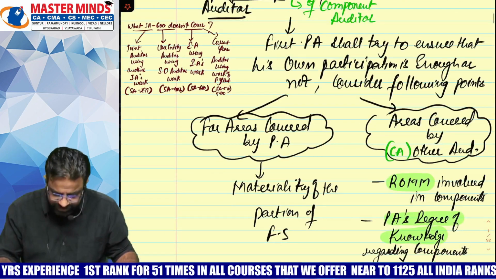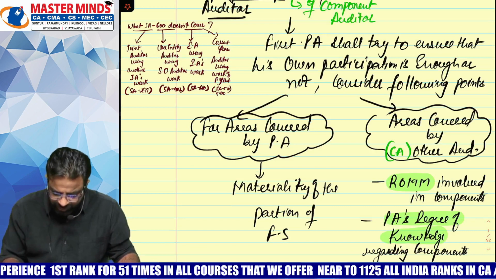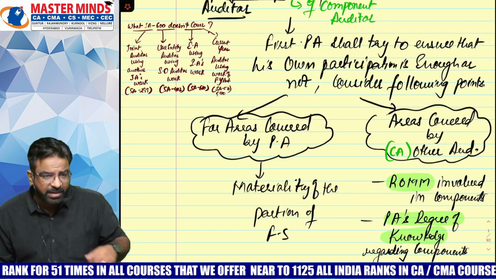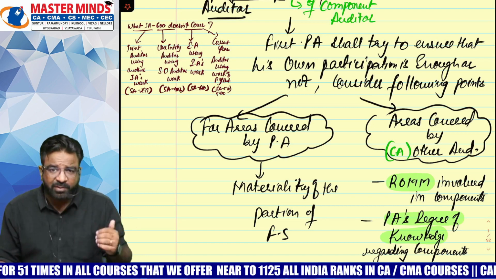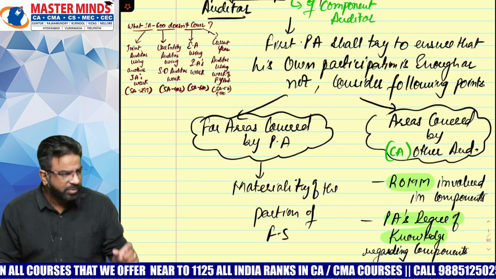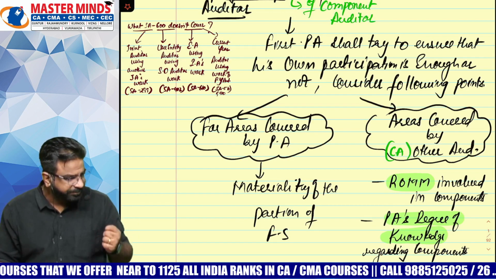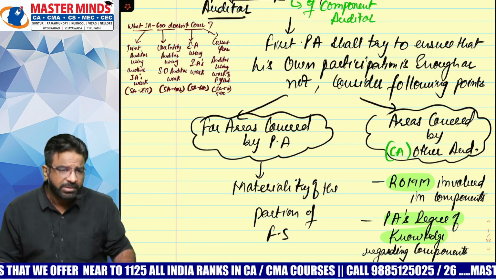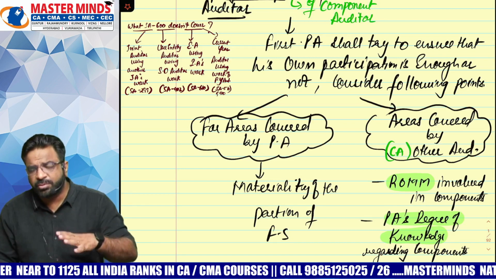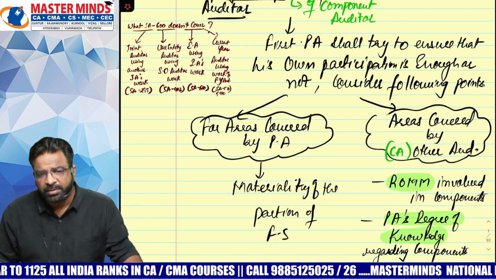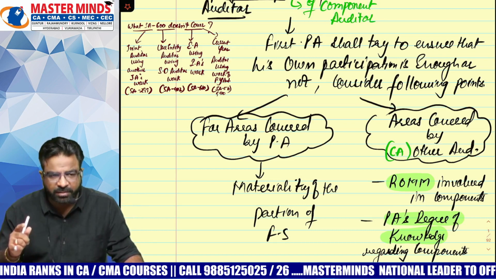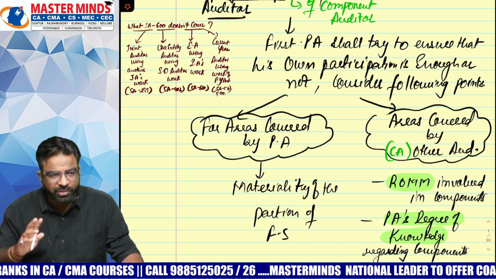Okay, now let's understand. First, the PA shall try to ensure whether his own participation is enough or not. Consider the following points. Remember, using the work of another auditor should be your last resort, like WRL. Yesterday I told you the meaning of WRL. What did I tell you? Is it a first option or last option? If as a principal auditor you think that you don't need the work of the component auditor, then don't use it. Use it only when there is a requirement.